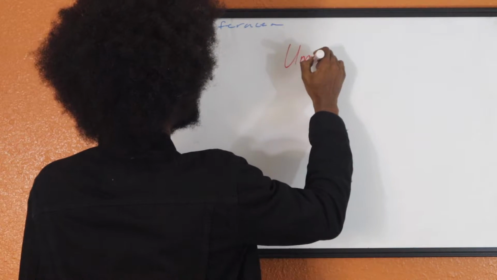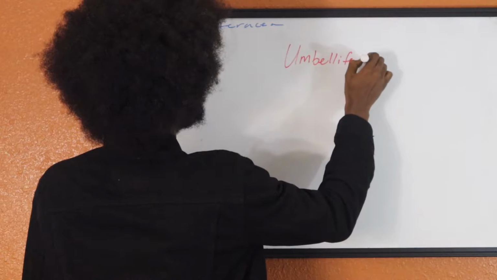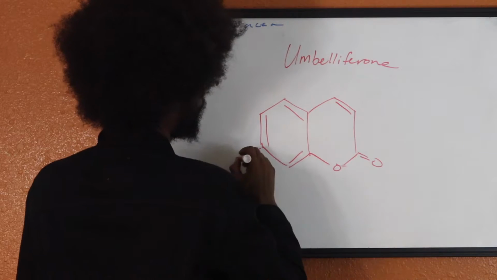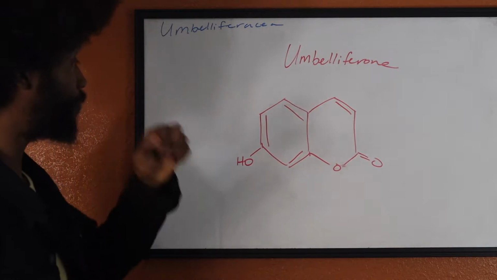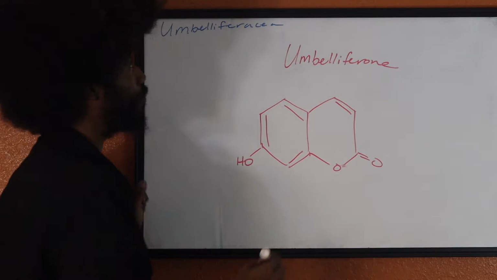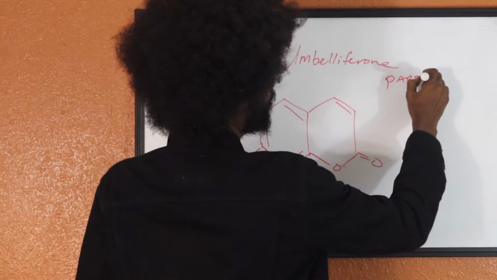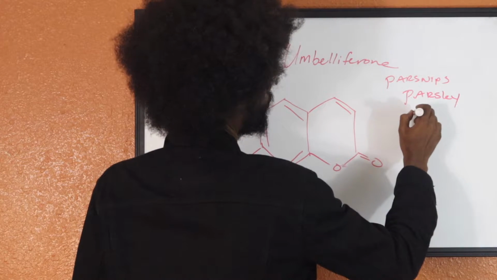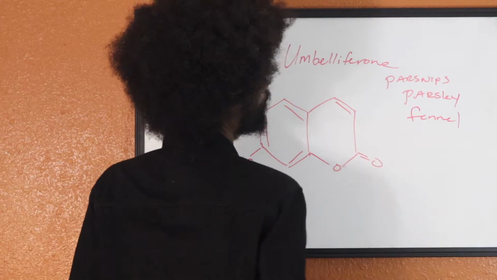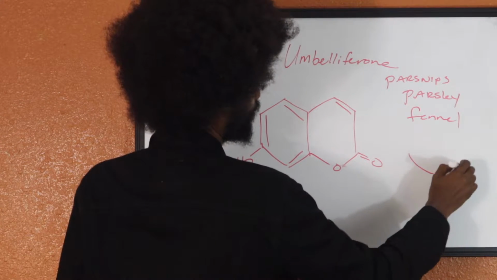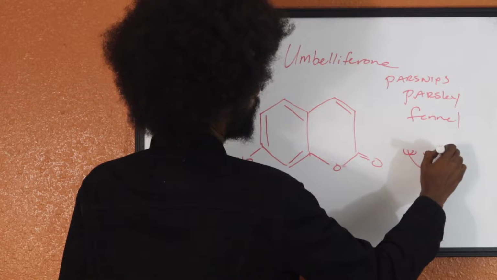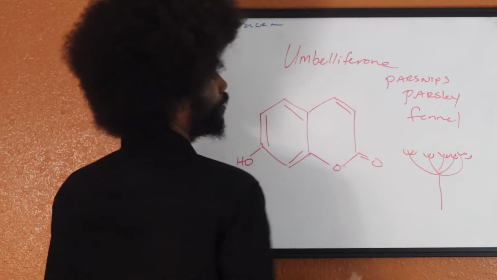All right, so we dealt with that. Now we're going to deal with umbelliferone. All right, so this is umbelliferone. You're going to find that in parsnips and parsleys, probably in fennel, all of these plants that have this type of flower.